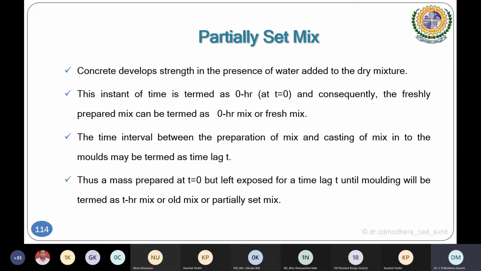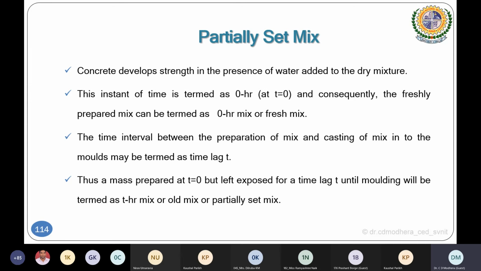Concrete develops strength in the presence of water added to the dry mixture. Second, the instant of time is termed 0 hour. It means the freshly mixed concrete can be termed a 0 hour mix. 0 hour mix means fresh mix. You have prepared it and within a few minutes, within the limit, you are placing the mix. That is the meaning of 0 hour. But the time interval between the preparation of the mix and the casting or placing of the mix in the mold, suppose in the laboratory, is termed the time lag T. Sometimes maybe 30 minutes, then T is 30 minutes.